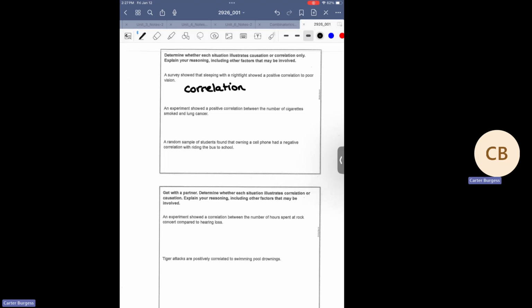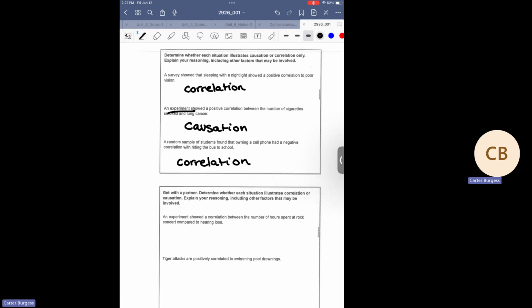Okay, for our second example, an experiment shows a positive correlation between cigarettes smoked and lung cancer. Causation or correlation? Causation. What is the buzzword? Experiment. Very good. All right, a random sample of students found that owning a cell phone has a negative correlation with riding the bus. Causation or correlation? Correlation. What's a good underlying third variable that might make it less likely for someone who owns a phone to ride the bus, or maybe more likely for someone who doesn't own a phone to ride the bus?